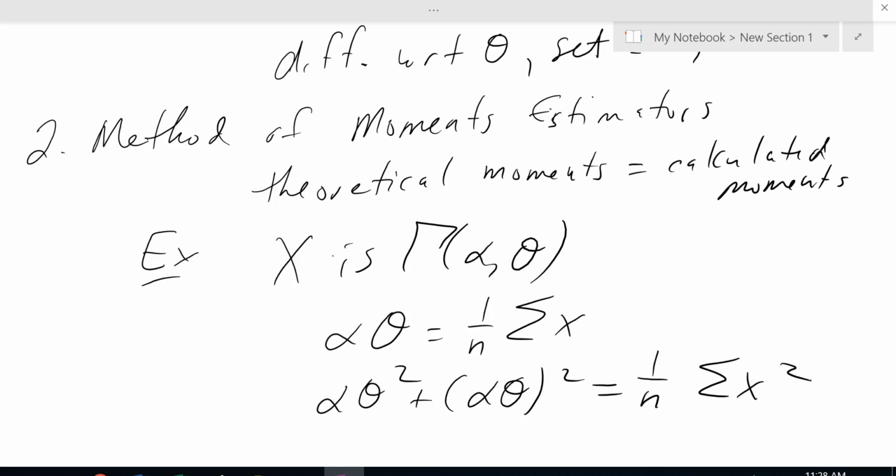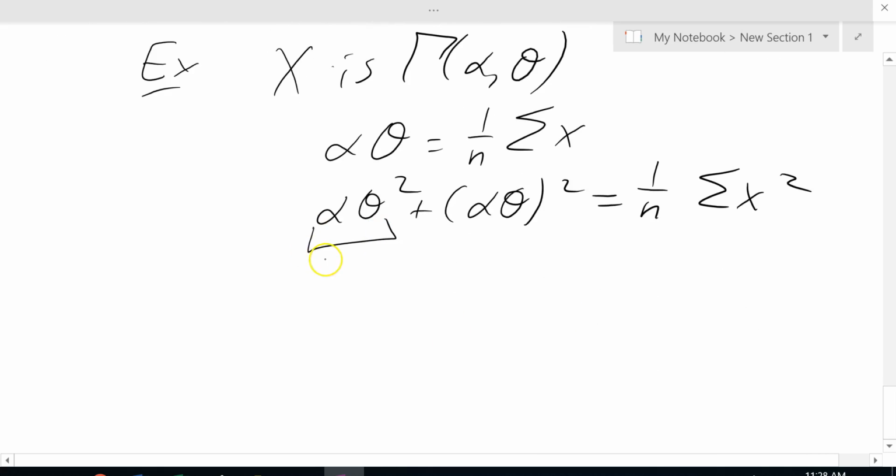So calculated moments are just, say, if I calculate moments with x to the power n, it's just the sum of all the x_n's divided by n? Yep. This one is the variance, so this is plus the mean squared. That's the expected value of x squared. Right? Yep.